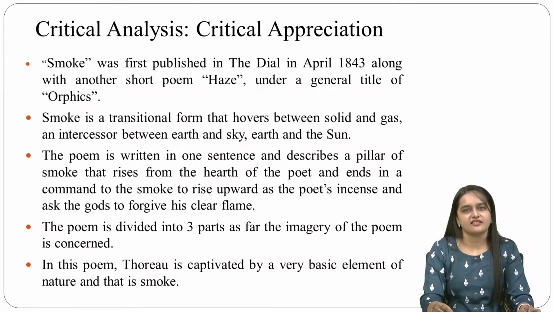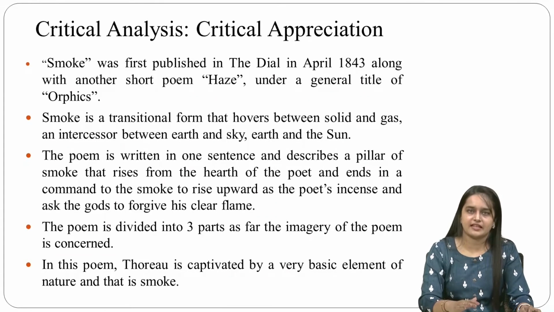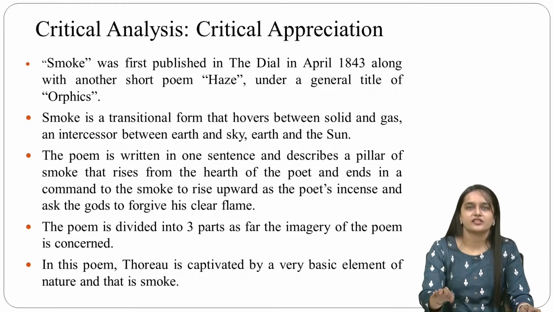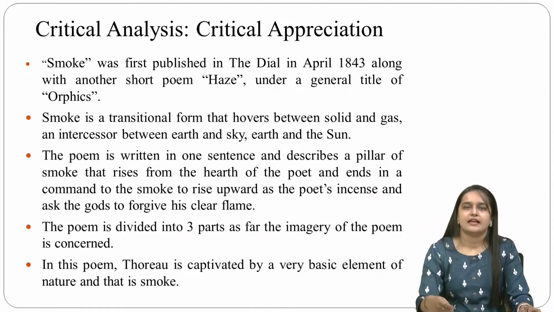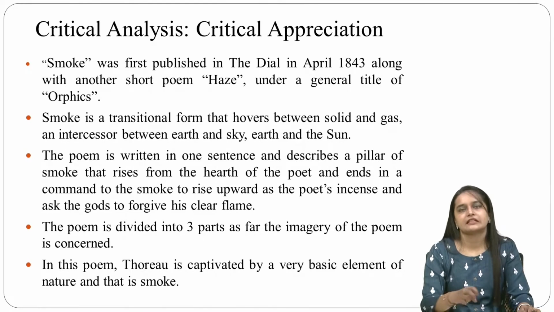Smoke is a transitional form that hovers between solid and gas, an intercessor between earth and sky, earth and the sun. It is obvious from the first reading that the perspective of the poem is that of the poet. The poem is written in one sentence and describes a pillar of smoke that rises from the heart of the poet and ends in a command to the smoke to rise upward as the poet's incense and asks the gods to forgive his clear flame.